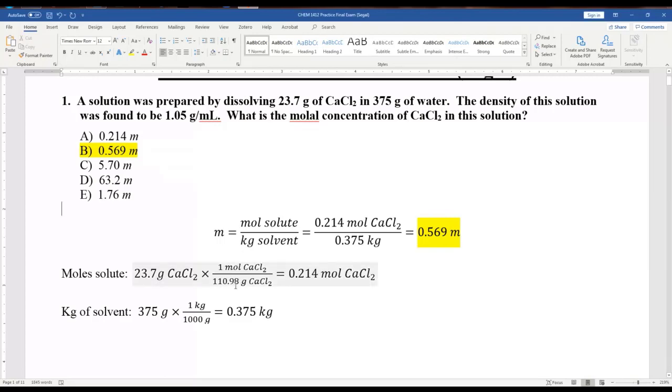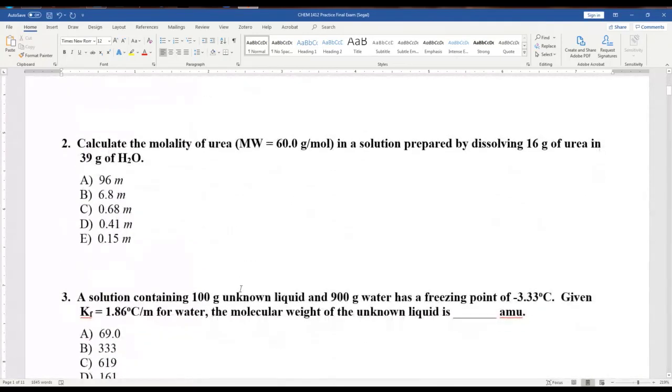All right, so now let's go to the next one. It says calculate the molality in a solution prepared by dissolving 16 grams of urea and 39 grams of water. That's very similar to the one we just did. Should we just go ahead and skip that one? Just another moles over kilograms. All right. So then let's go ahead to number 3.